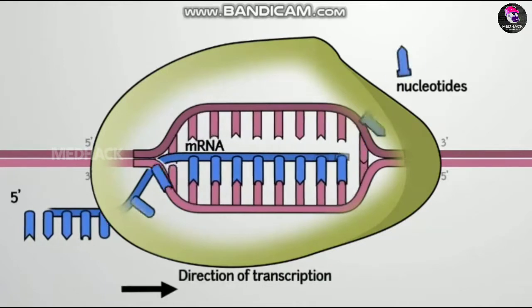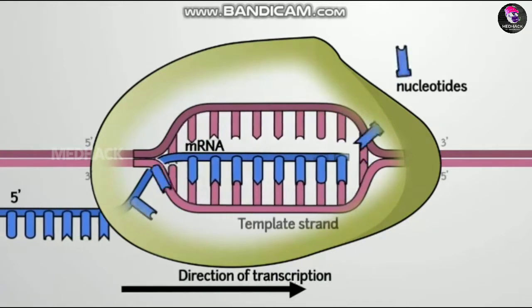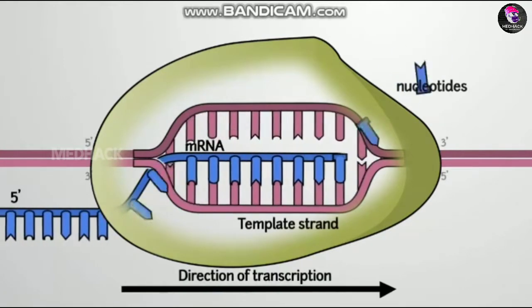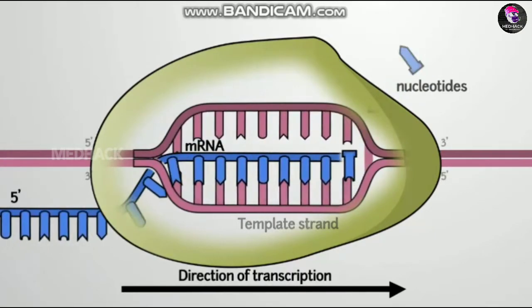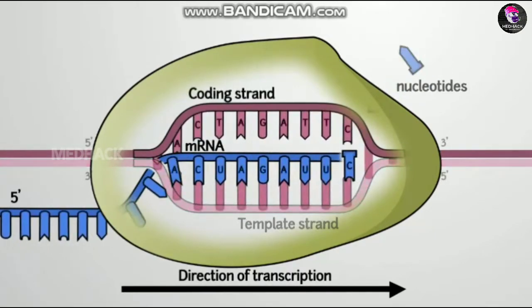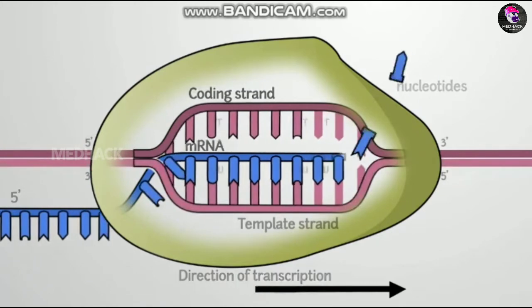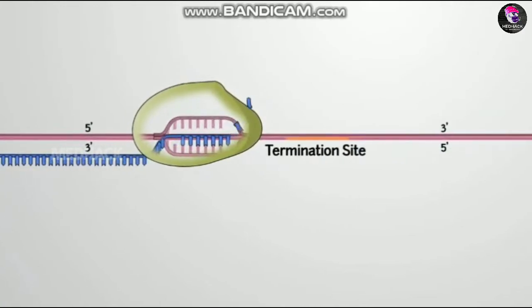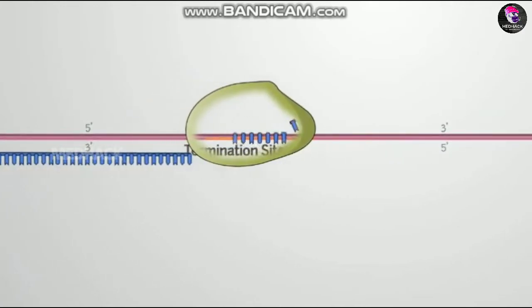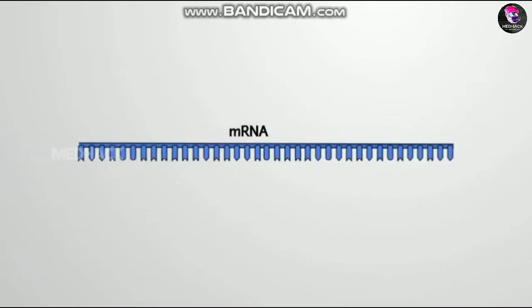Nucleotides are added one by one, and synthesis of the mRNA occurs in a 5' to 3' direction, reading from the template strand. This newly created strand of mRNA represents a copy of the information in the coding strand, except the thymidines are replaced by uracils. Synthesis will continue until a termination sequence is encountered, which will release the newly made mRNA and allow for further processing.